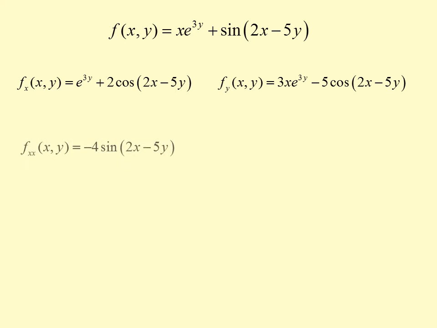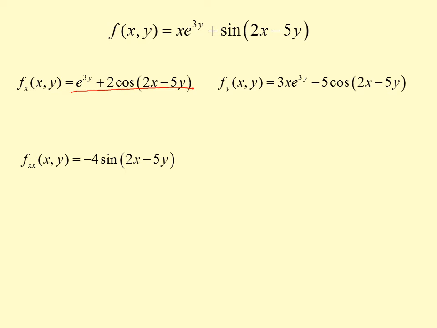So now let's do the derivative of this with respect to x. The derivative of e to the 3y, since there's no x in it, would be 0. So to do the derivative of 2 cosine 2x minus 5y, we will copy down the 2. The derivative of cosine would be negative sine, still 2x minus 5y.